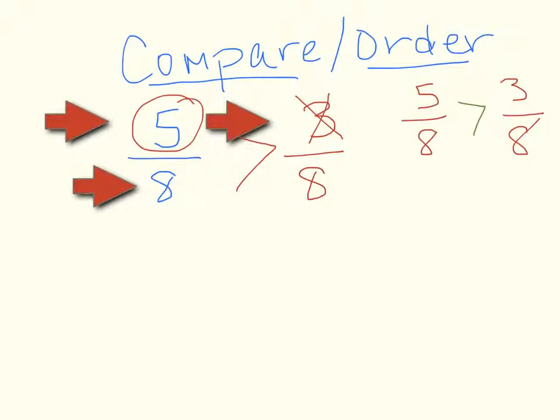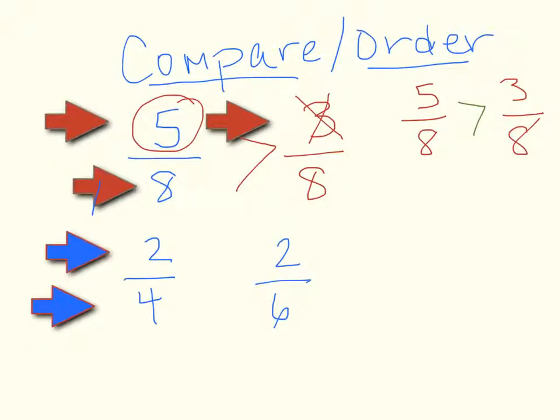Okay, so now let's look at another fraction when we have the same number of parts at the top, but our denominator is different. So here we have 2/4 and we have 2/6. Okay, our denominators are different, 4 and 6, so we can't use those. We don't have the same number of pieces in our pie. But if we look at the top, I'm getting 2 pieces of each pie.